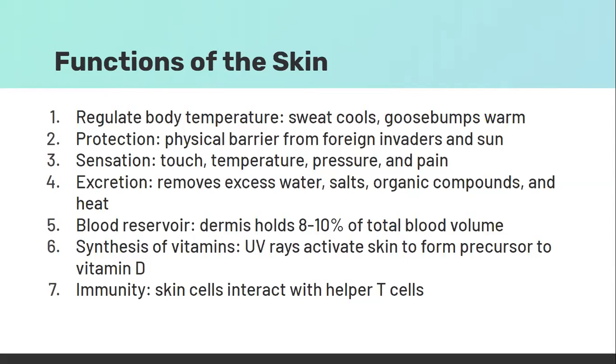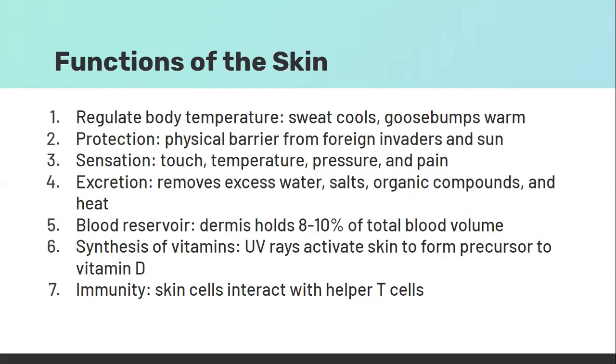Third is sensation. Your touch sense, out of your 5 senses, is all your skin: touch, temperature, pressure, and pain. That's how you feel. So when you touch a hot pan, your skin reacts with your nerves to tell you that that's hot and that's dangerous. It sends a signal to your brain and you instantly let it go.